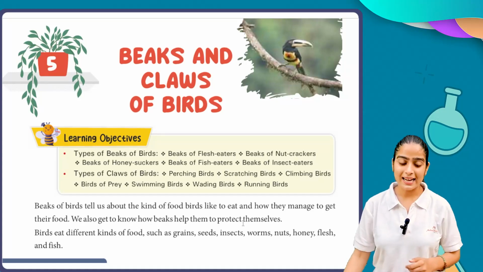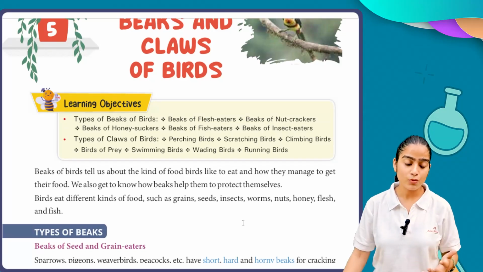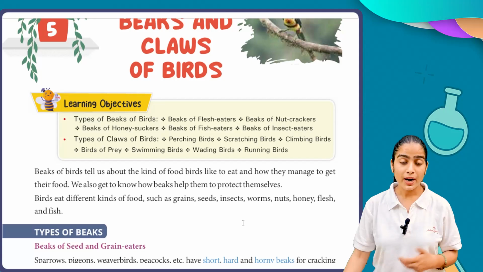So let's get started. Beaks of birds tell us about the kind of food birds like to eat and how they manage to get their food. According to their beak structure, we can identify what kind of food is eaten by them. We also get to know how beaks help them protect themselves, because the only way to protect themselves is by using their beak, by fighting with their enemies. Birds eat different kinds of food such as grains, seeds, insects, worms, nuts, honey, flesh, and fish.